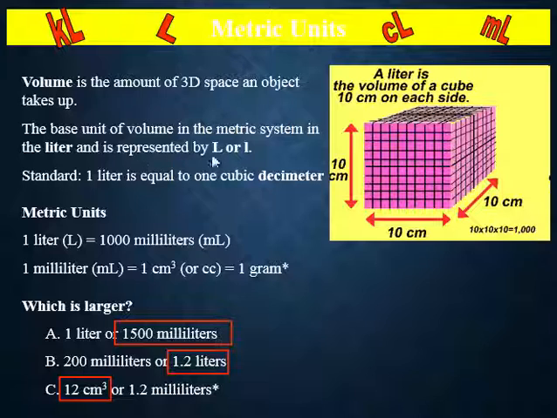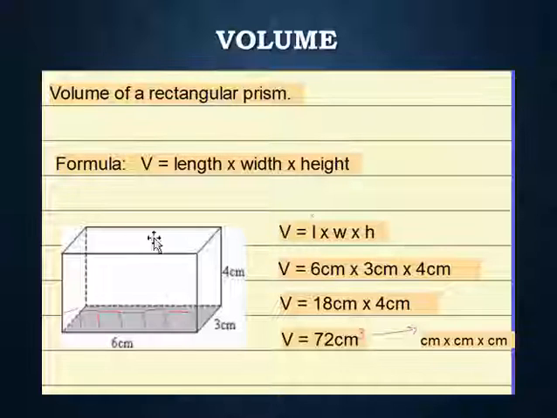When we're measuring volume, we use the metric system. We usually measure the volume of an object in liters, but when we're talking about a solid object, we will measure it in centimeters cubed. So let's practice finding the volume of a regular object. A regular object would be, in most cases, a rectangular prism.